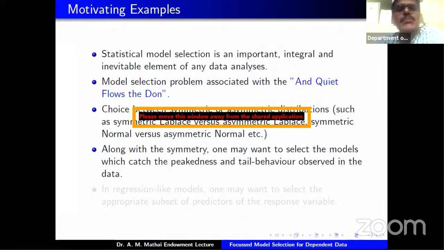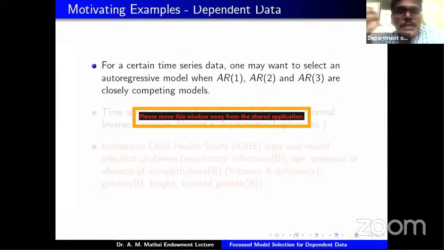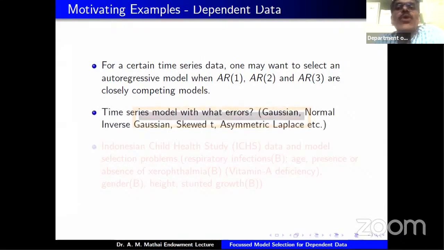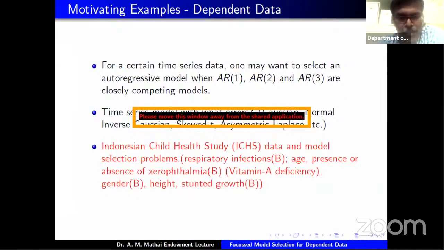So in regression models, one wants to select an appropriate subset of predictors, which is one of the important aspects. In time series models, we need to detect the order of dependence, so AR1, AR2, AR3, etc. In time series models, the question is what kind of error do you have? That is where model selection is also important, in terms of Gaussian, non-Gaussian. The last one I will be discussing in a little more detail, so I'm not getting into that right now.